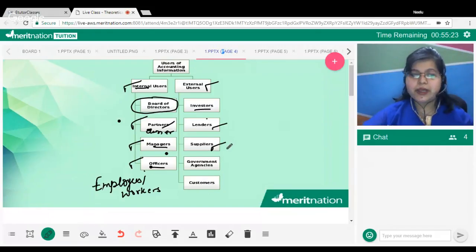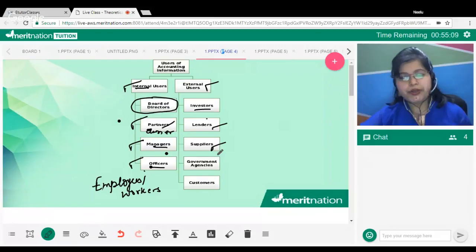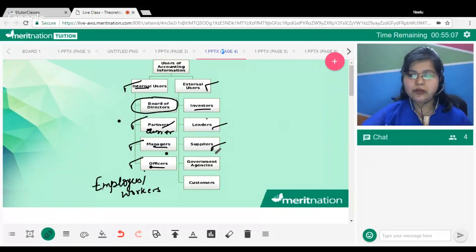Then we have the suppliers. Suppliers are the people from whom we are buying the goods. Again, why do they need to know the information? Because one, they may be providing credit terms to the organization, and secondly, they need to know again about their surety for the future, whether this business is going to be there for a long period of time and will be giving us business for a long period of time or not. Then there are government agencies. Now, government agencies again need to know whether you're paying your taxes properly or not, and also the national income of the country has to be calculated. So, for both the purposes, they require your profitability position.